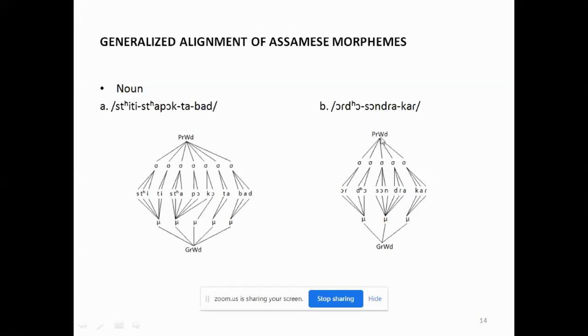And here in the prosodic word we get 6 segments, and in the grammatical word we get only 3 segments. Therefore, we can say that the prosodic word for ordo sondakar does not coincide with the grammatical word.